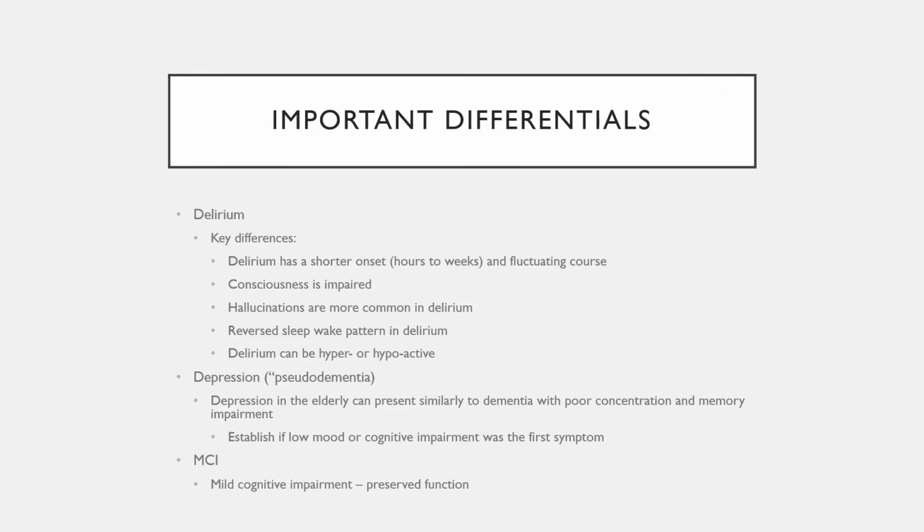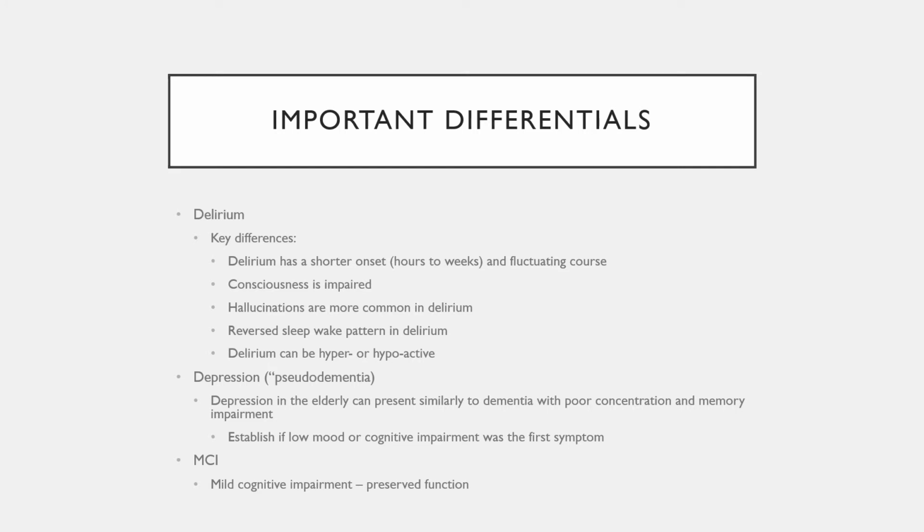So when you're assessing a patient with cognitive impairment or confusion, there are some key differentials to consider. The first main one is delirium. The key differences between dementia and delirium are that delirium has a much shorter onset, over sort of hours to days, and a fluctuating course, and it tends to only last sort of days to weeks.